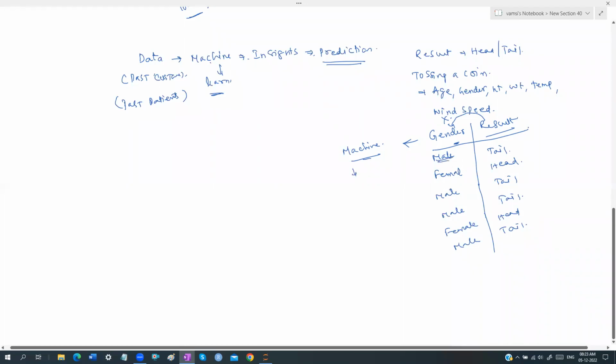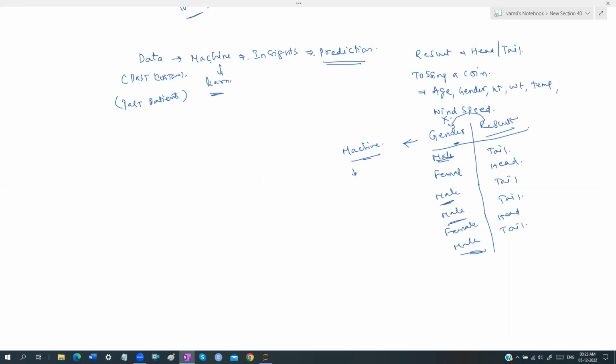Just for an example, I have given the data like this. Unfortunately, what happened actually, guys, whenever a male tosses the coin, we get tails. When a female tosses the coin, we get a head. But that is not a real factor. If I do it another 10 times, 20 times, some randomness will automatically come in.